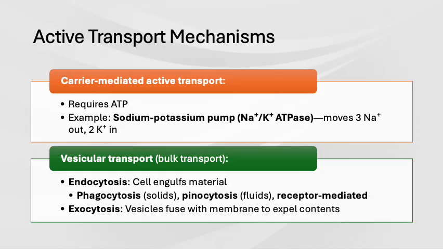Cells rely on multiple active transport mechanisms to maintain proper internal conditions. Carrier-mediated transport uses specific proteins to move substances across the membrane using energy. Vesicular transport, including endocytosis and exocytosis, moves materials in bulk using membrane-bound vesicles. These mechanisms ensure that essential molecules enter the cell while waste products and signaling molecules are properly managed.